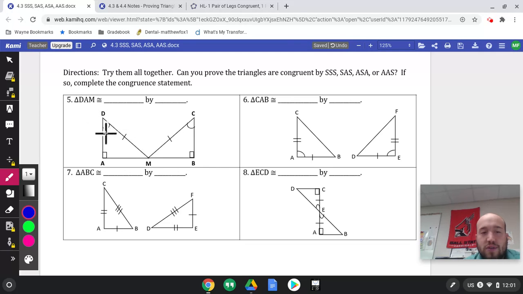Number 5 here, so DAM. We have an angle, another angle, and a side. So this is by AAS, angle, angle, side. And it goes D to A to M. So ours will have to go from C to B to M.